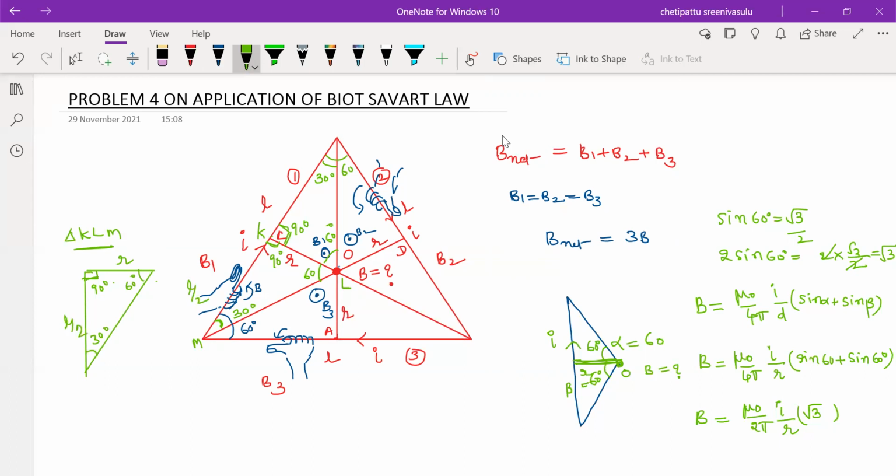Now, L by 2. Take the tan theta value from this. Tan theta equals opposite side R by L by 2. R equals, this is tan 30, you can take tan 30. You can write L by 2 into tan 30. L by 2 tan 30. Here tan 30, you can write 1 by root 3.